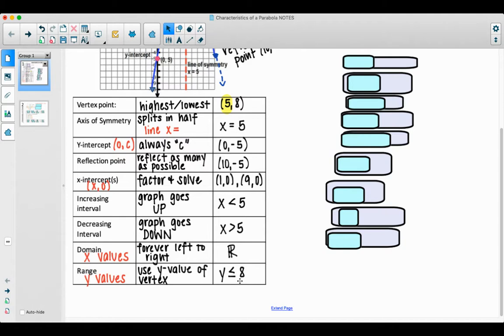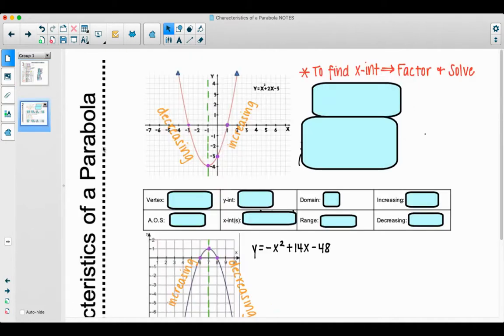What we're going to do on the next one is just some examples using this information. So here we have another graph. This is given y equals x squared plus 2x minus 3. The first thing that I did was fill in some important things. I filled in the dots that I knew were going to help me out.